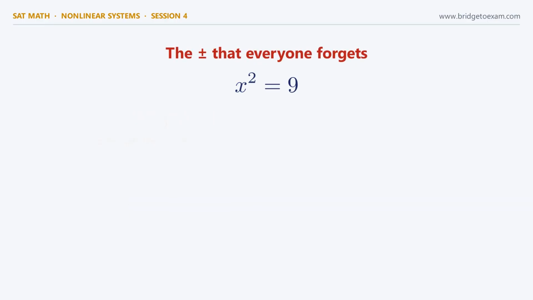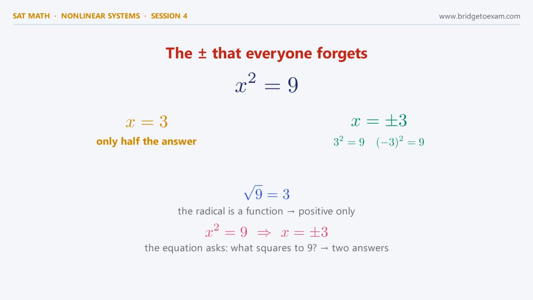We have to start with the most expensive mistake in this entire course. If x squared equals 9, what is x? Most people say 3, and 3 is right, but it is only half right. -3 squared is also 9, so x equals 3 or x equals -3. Two answers, both real, both count.